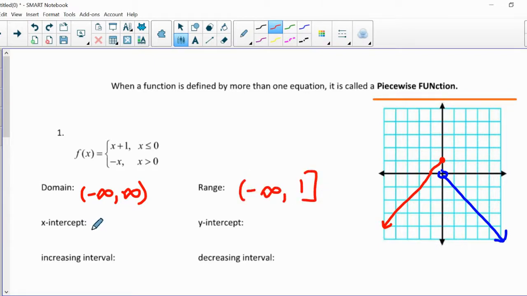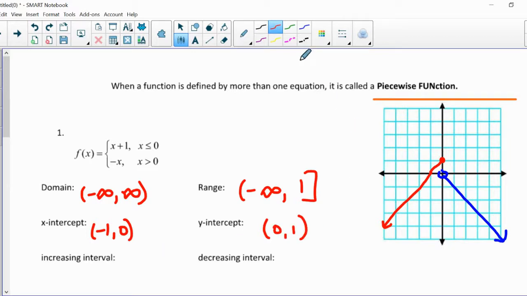The x-intercept of this function, there is one x-intercept. There could be more, but there's one x-intercept, and it's at negative 1, 0. Notice that 0, 0 is an open circle. It's a hole. It has no value. The y-intercept is at 0, 1.